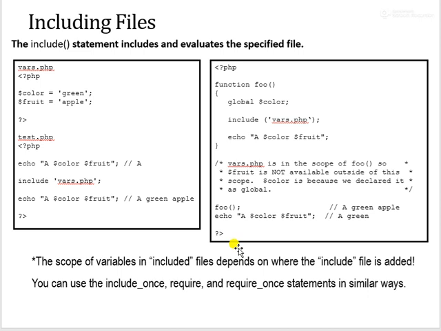Okay, in order to include files into a PHP script, we can use the include statement. Let's suppose we have two files over here. This is the vars.php file, okay, this is one file. We store it as vars.php. Then we have another PHP file, test.php.